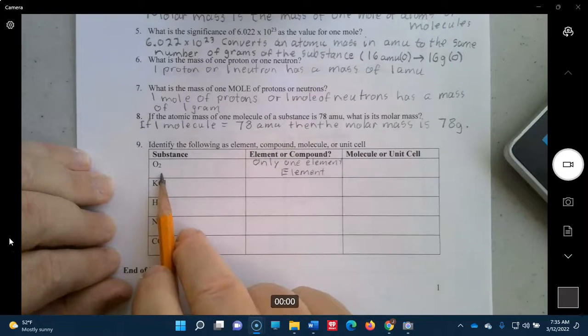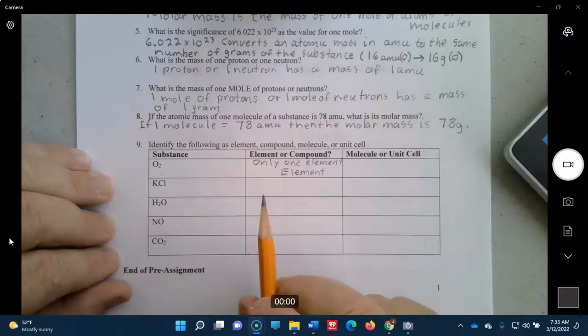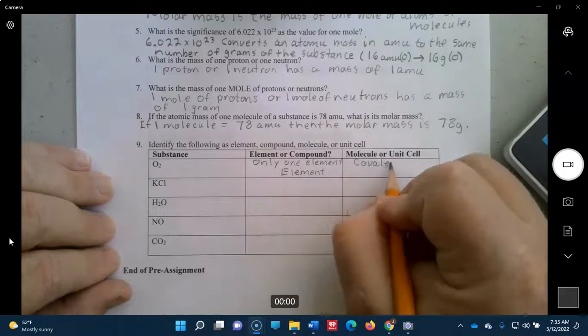Okay? It is covalently bonded. That is, oxygen is a nonmetal, so that's covalently bonded. That makes it a molecule.